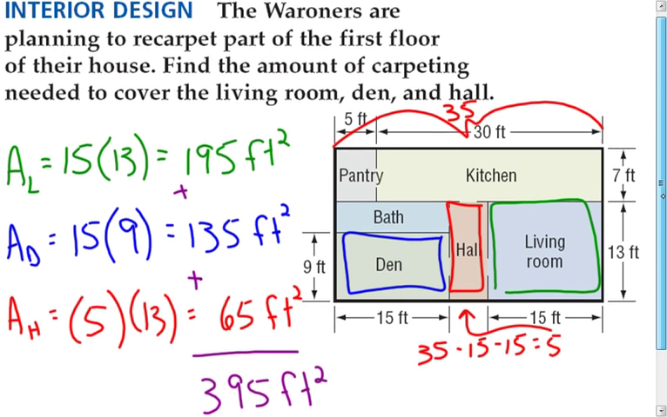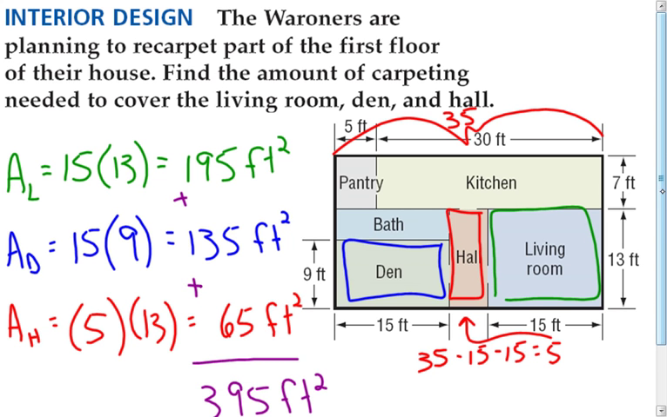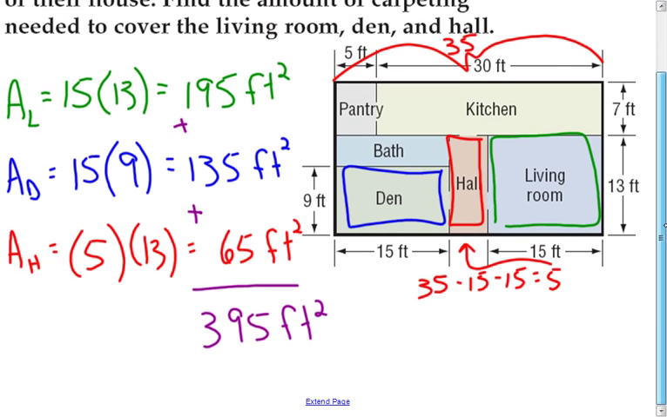So now you can go into the carpet place and say, I need 395 square feet of carpet for my house, and they can give you a quote, and you can say, yes, that's good, or no, that's not, and go on from there.